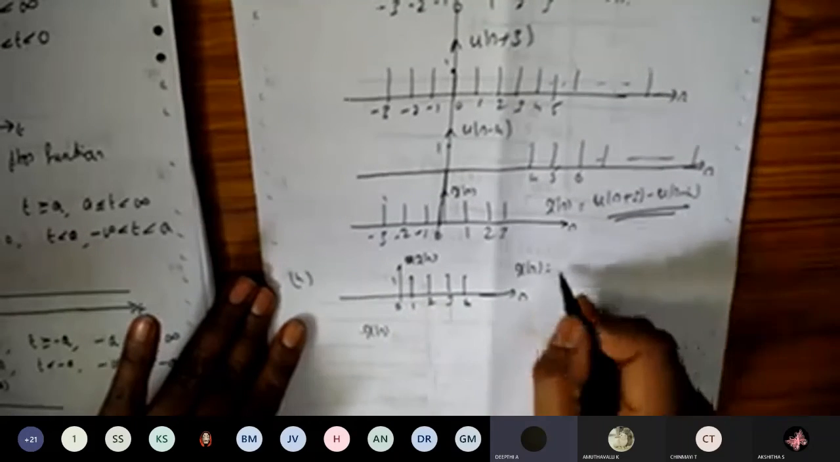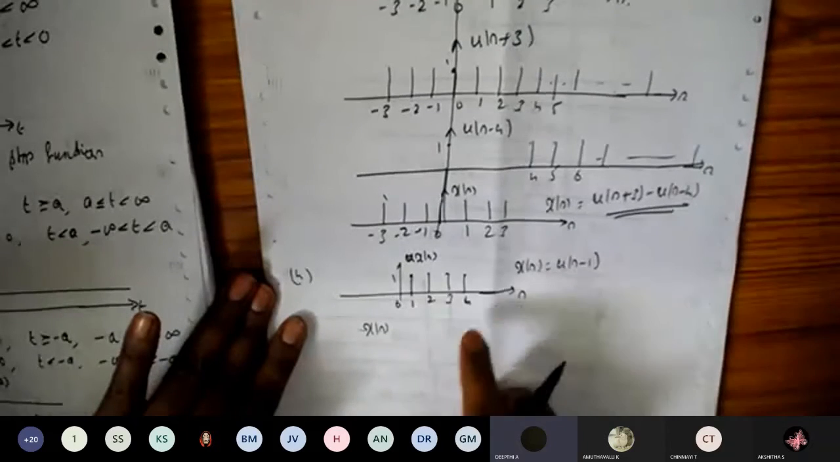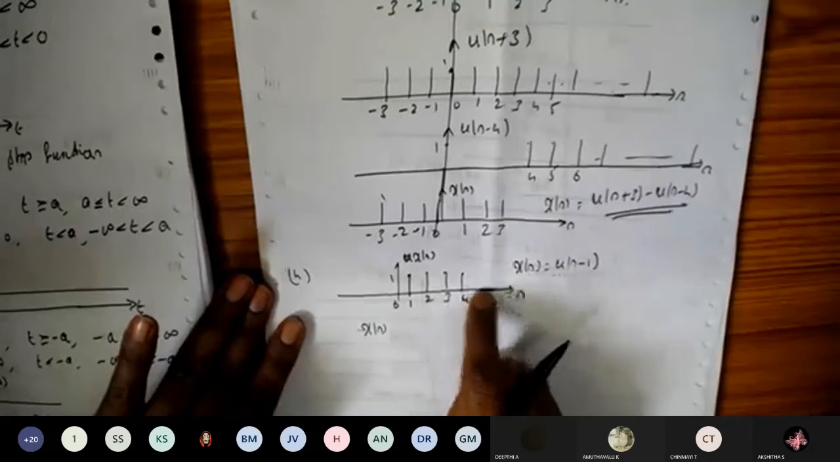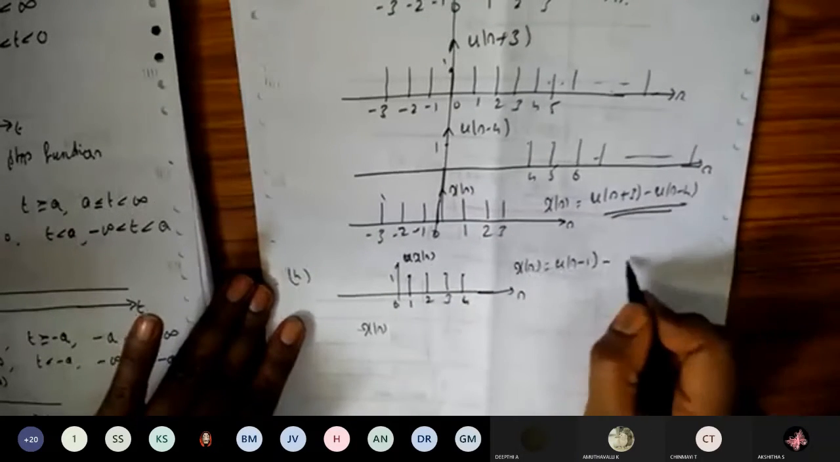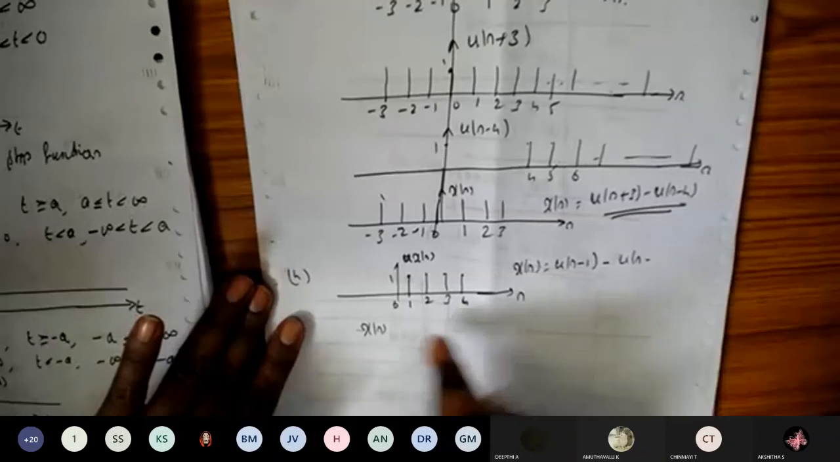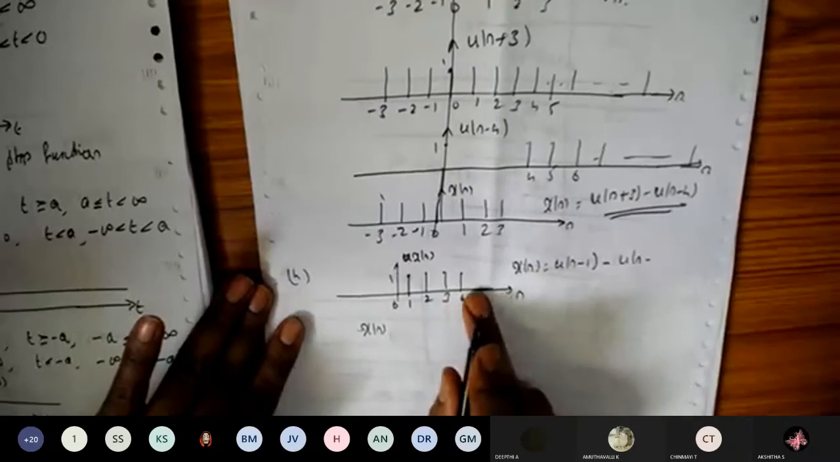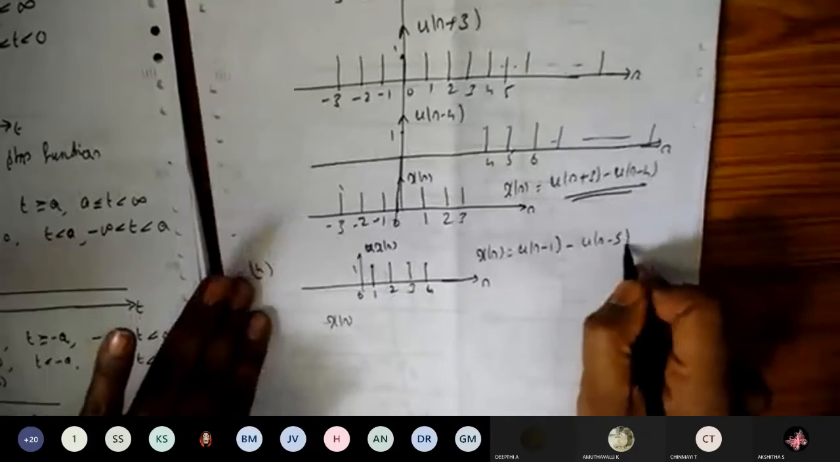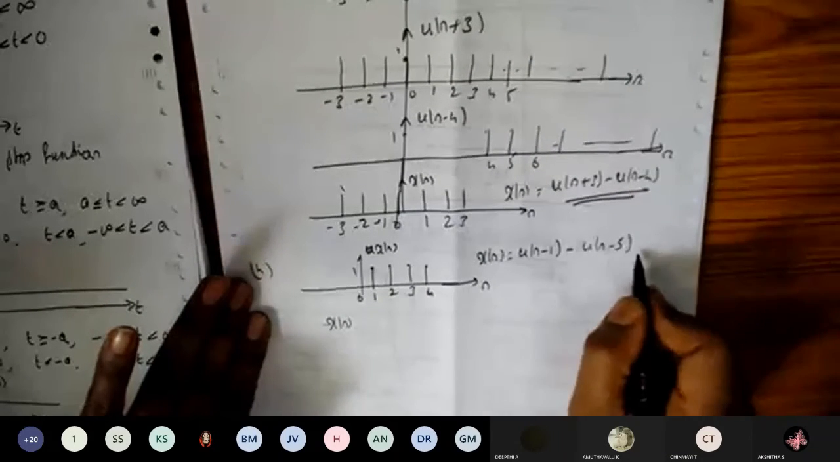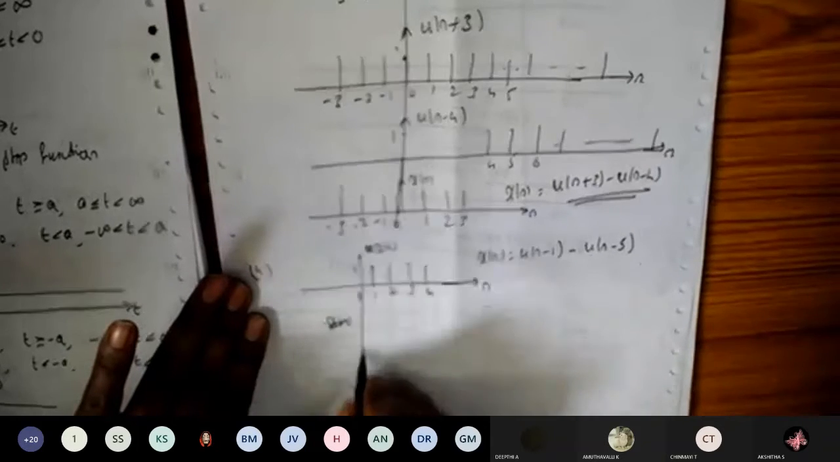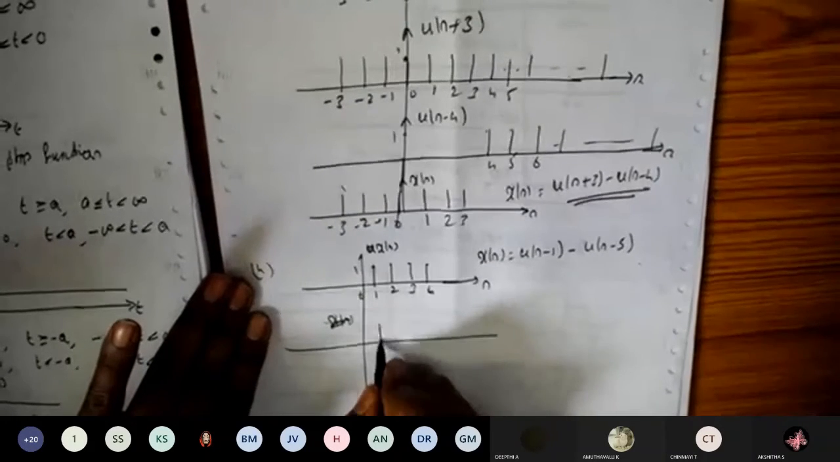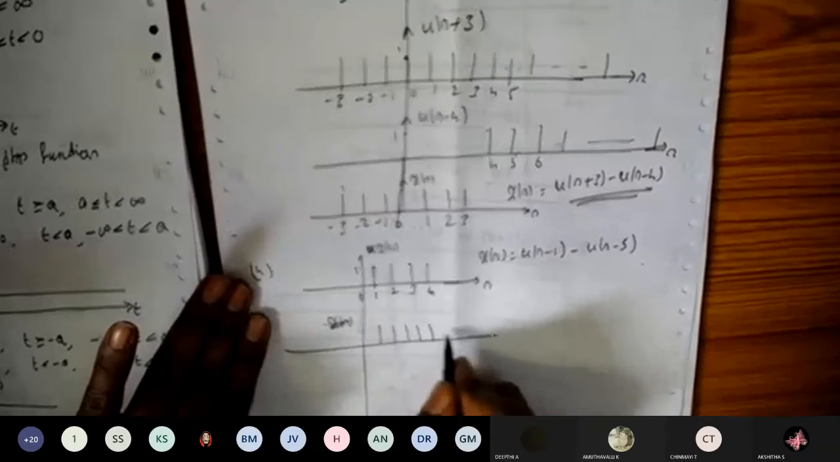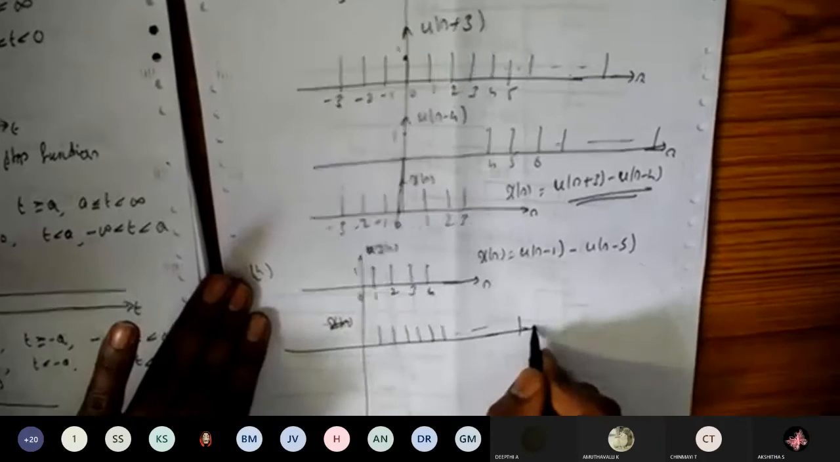U of n minus 1. Yeah, very good. We want up to 4, and from 5 onwards we need to remove. So minus u of, what's the next waveform? 4 we should retain and 5 onwards we need to remove, so it is u of n minus 5. Let us begin the waveform from 1, 2, 3, 4, 5 like that, till infinity.